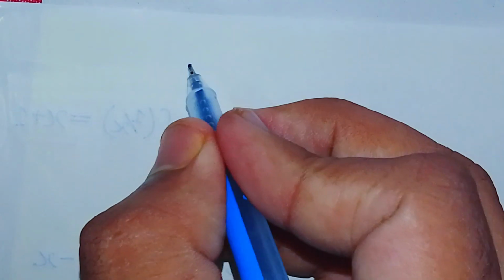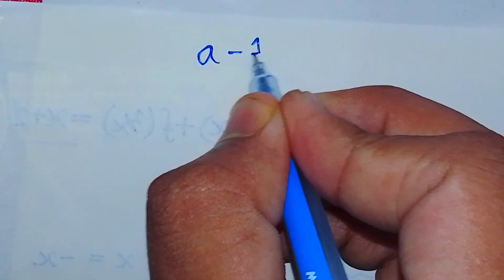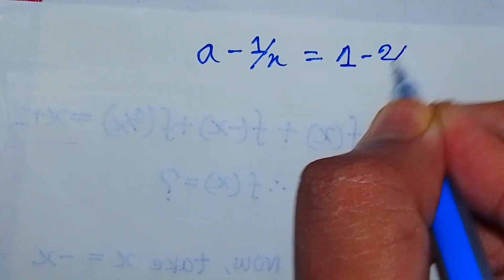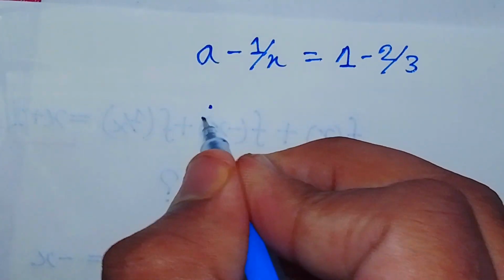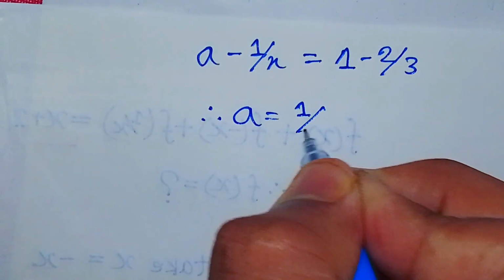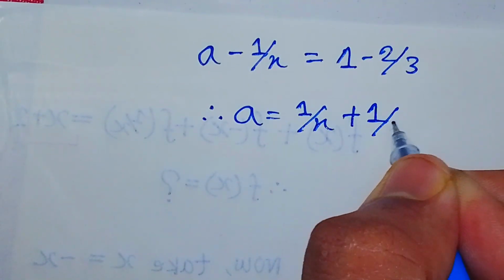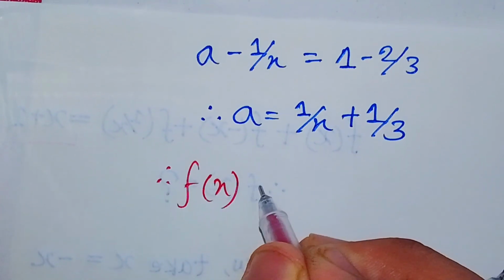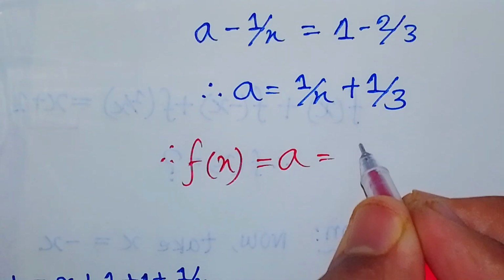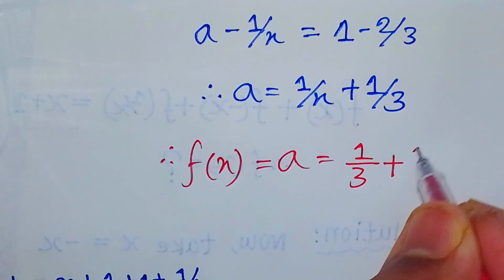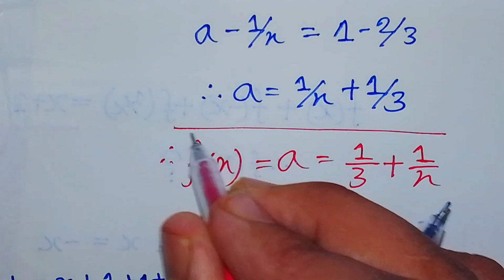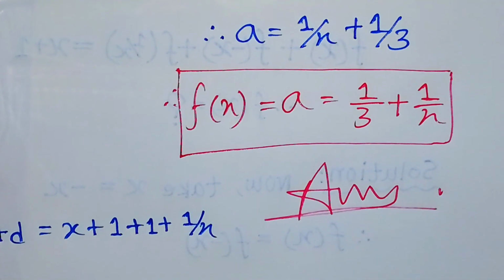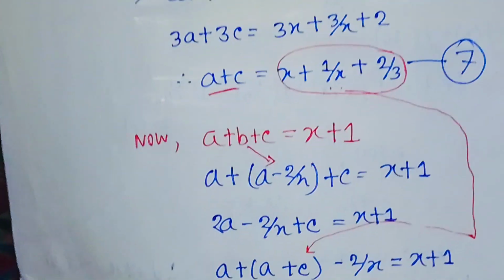Then we can write the simplified equation a - 1/x = 1 - 2/3. So here we can write the value of a equal to 1/x + 1/3. At first we took f(x) equal to a. So now we can write f(x) = a = 1/3 + 1/x. So this is our solution and the value of f(x). Hope you are enjoying.